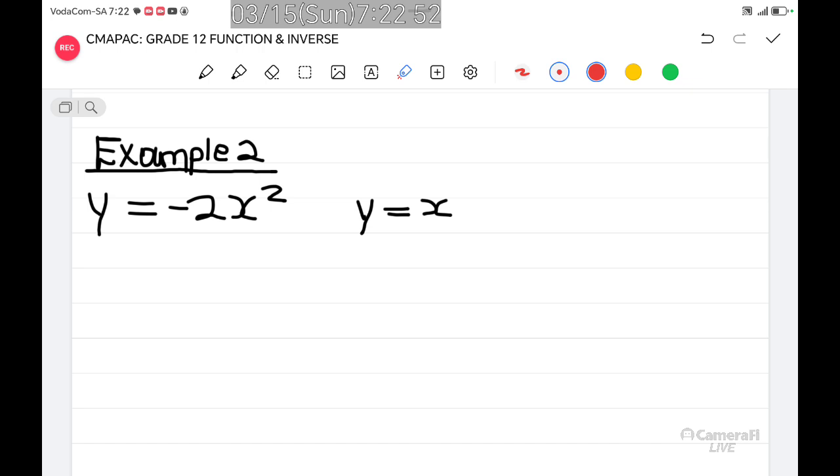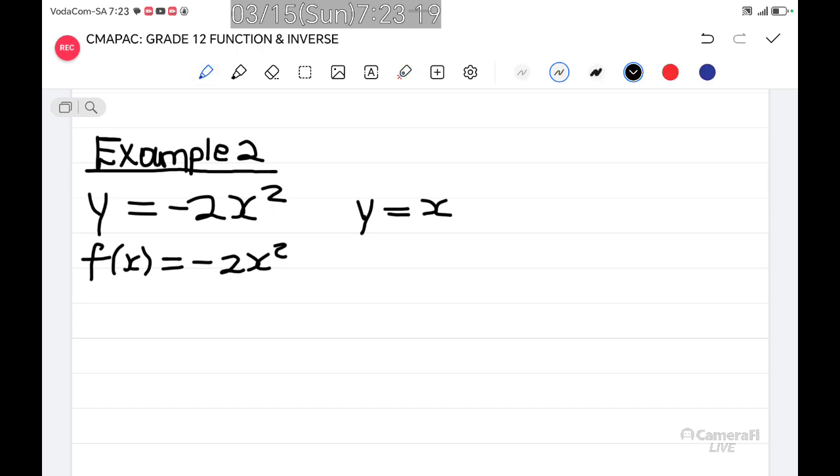So, we are continuing with the parabola. Example 2. Now you are given y equals negative 2x squared. We can also represent it as f of x, which equals negative 2x squared. So we want to know the equation of the inverse of f of x.